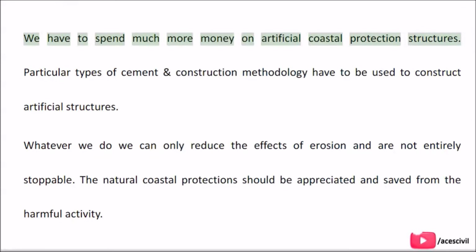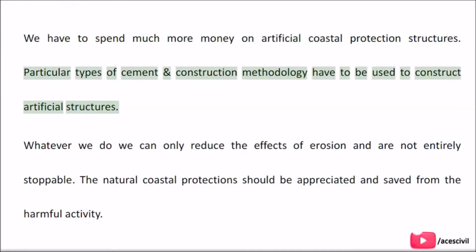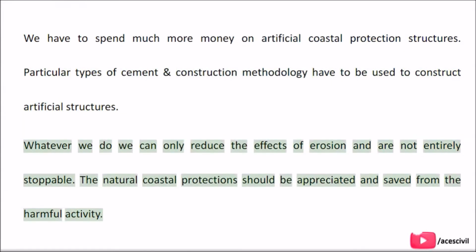We have to spend much more money on artificial coastal protection structures. Particular types of cement and construction methodology have to be used to construct artificial structures. Whatever we do, we can only reduce the effects of erosion; it is not entirely stoppable. The natural coastal protections should be appreciated and saved from harmful activity.